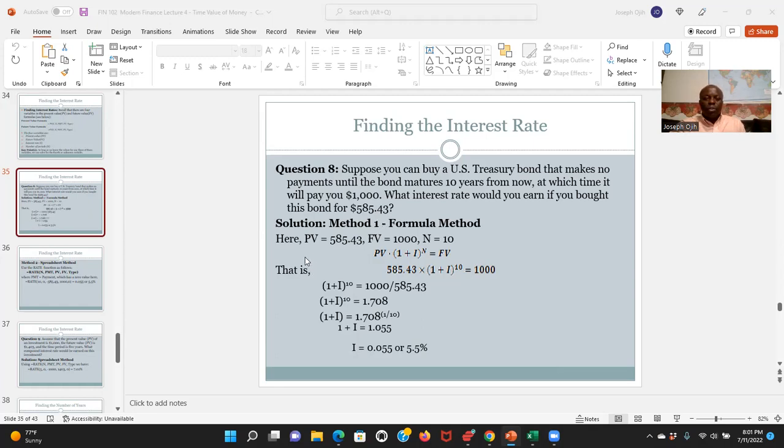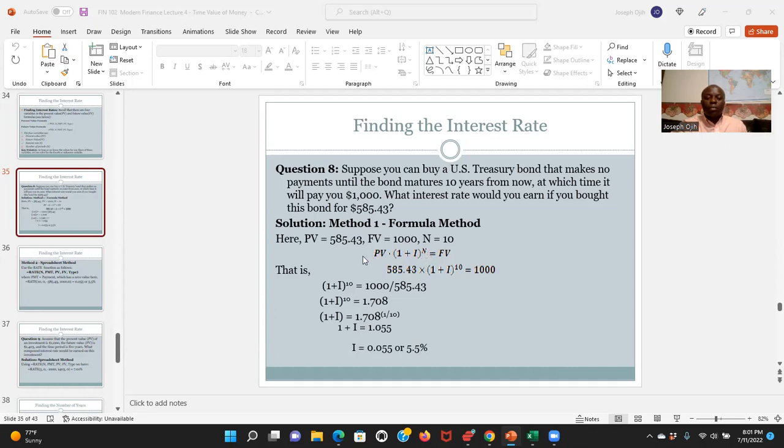For the formula method, first of all, we list our values. Present value is the amount you invested, which is $585.43. Future value is how much it will pay you, which is $1,000. How many years? That is 10 years. And you use this formula: PV times, in parentheses, 1 plus I to the power n equals FV, where PV is the present value, FV is future value, the number 1 is a part of the formula, I represents the interest rate, and n represents the number of years.